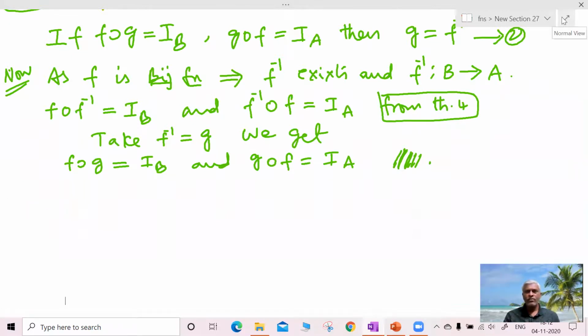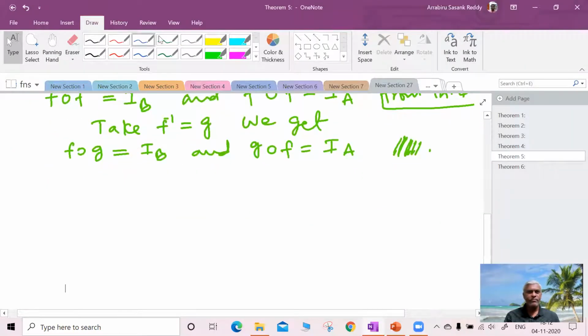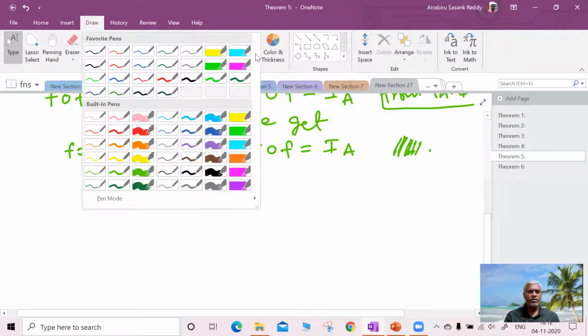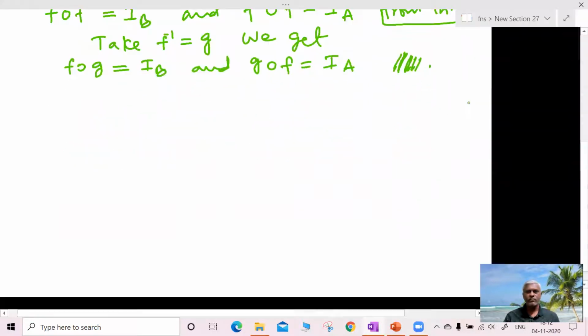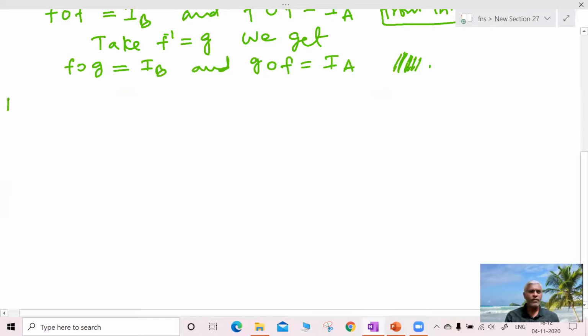Now for the second part, its converse also, conversely.